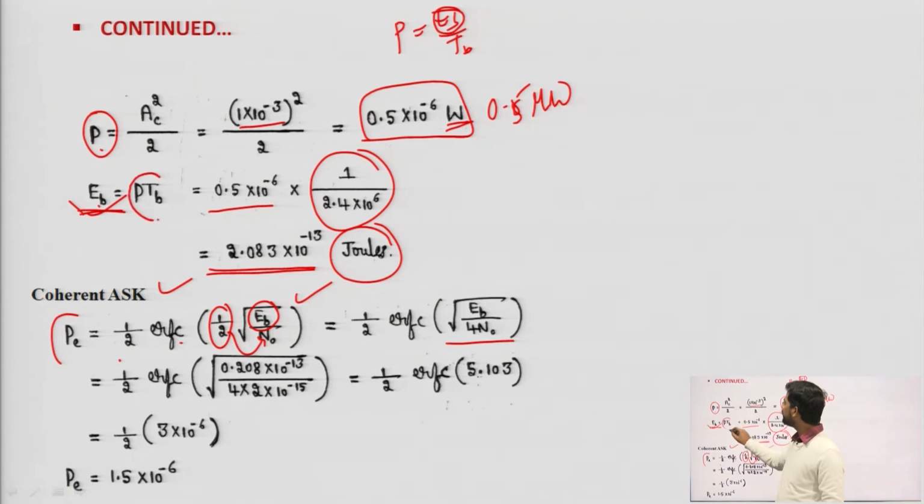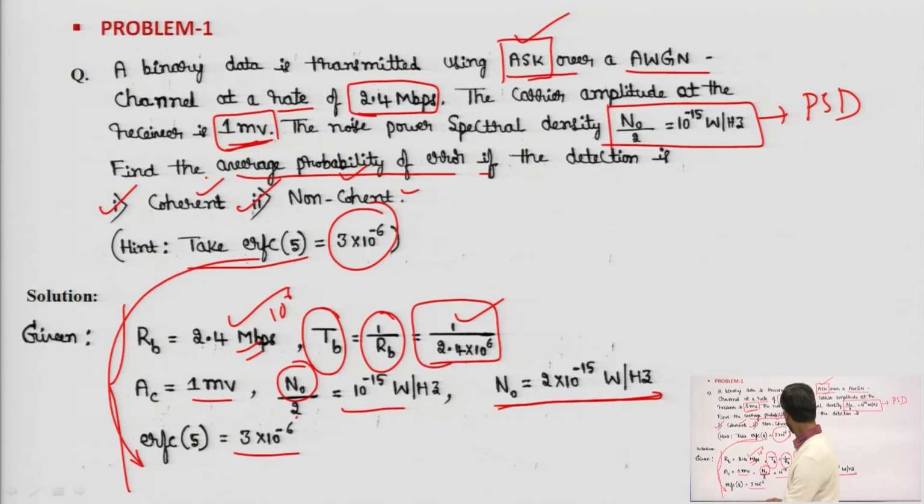EB equals P times TB. I know TB, but I didn't know P, so for P I calculated like this. Now just put the values. For EB, I have 0.208 into 10 to the power minus 13. And for N naught, I have 2 times 10 to the minus 15.